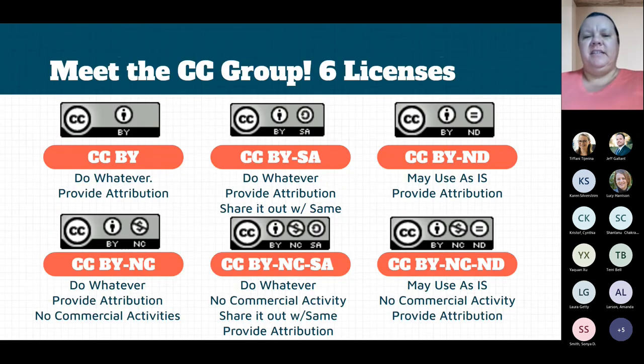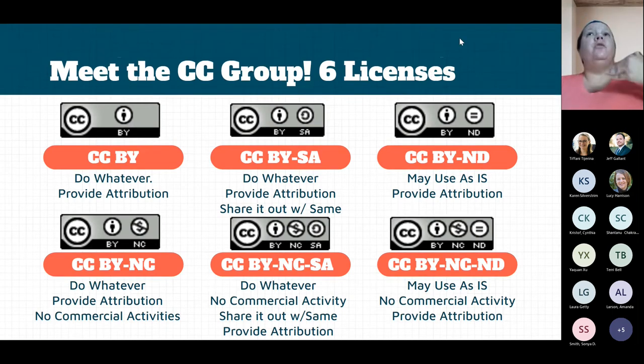So, meet the CC group. There are 6 general Creative Commons licenses that you can choose for the work that you've now created, based on what you're willing to allow others to do with it. Tiffany has already let us know that persons can do whatever they want with her chocolate bar representation. So the Creative Commons license she would typically choose for that is the first, CC BY. And this basically means that persons can do whatever they want with it.